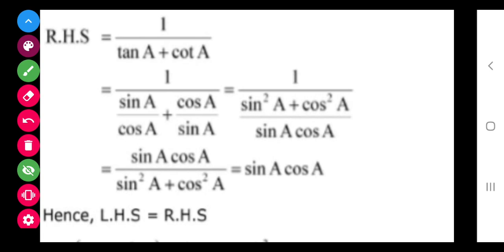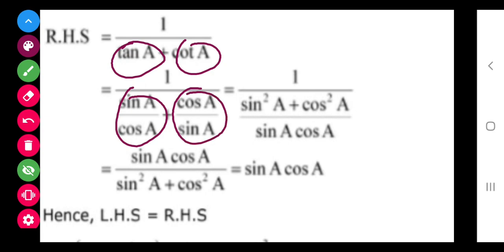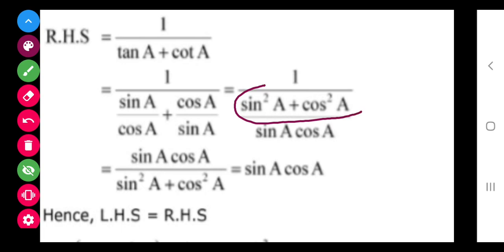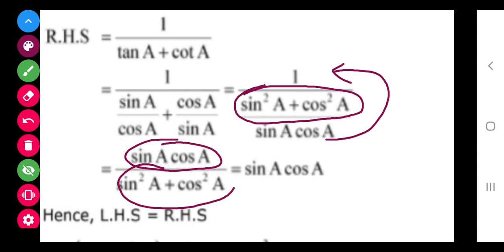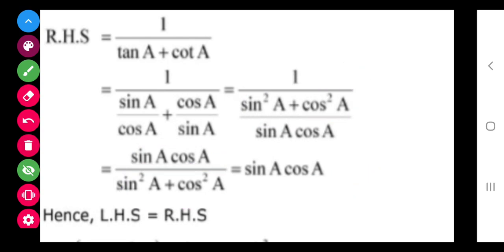Now in RHS, tan A can be written as sine upon cos, cot A can be written as cos upon sine. Taking LCM, we will get this. And sine square A plus cos square A is equal to 1 again. And this will be multiplied with this 1. So they have written like this. And finally they have written sine square A plus cos square A is equal to 1. So now LHS and RHS are equal.